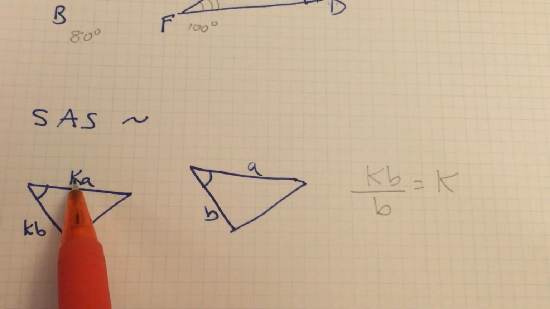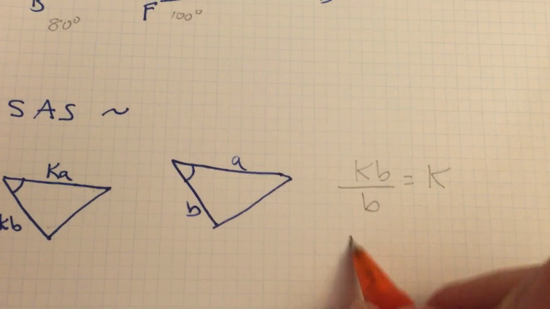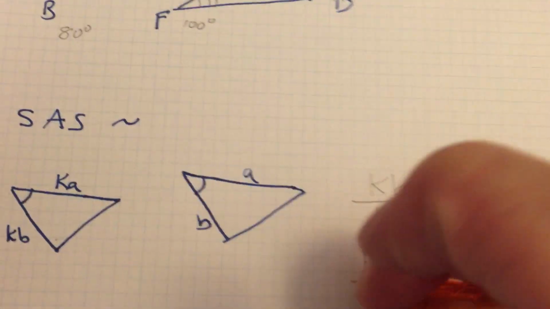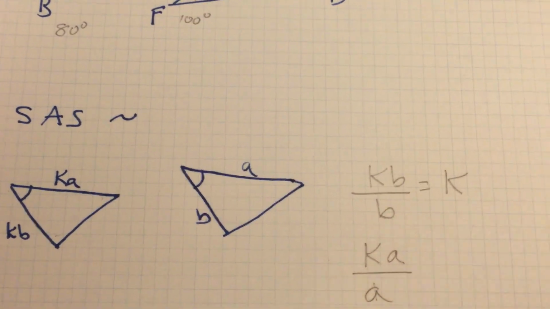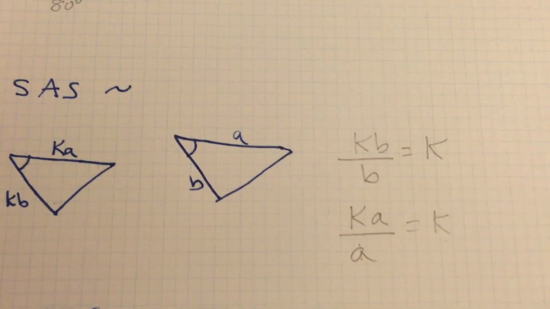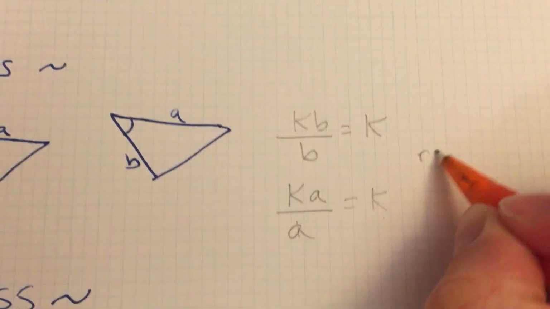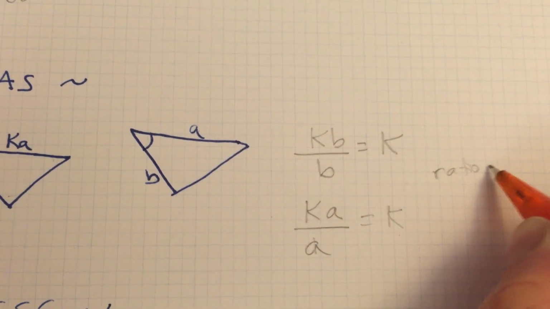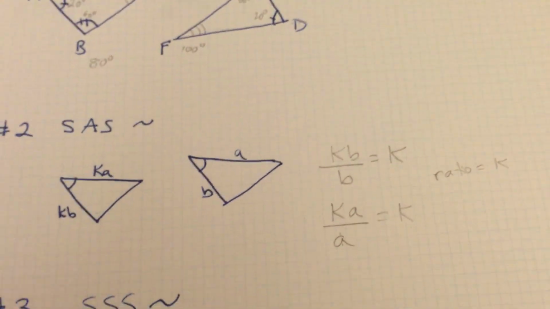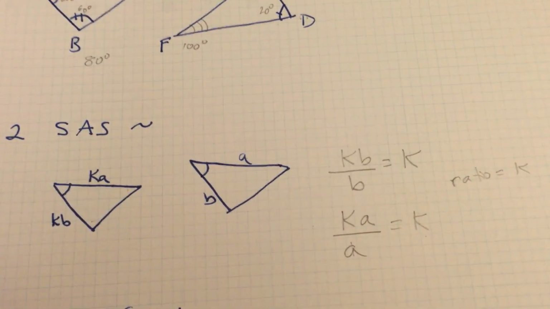If I take the KA and divide it by the A, what do you notice? The A's cancel out. What are you left with? K. So the ratio of this triangle is the same. It's a K. So either it's shrinking or it's growing by that letter K.